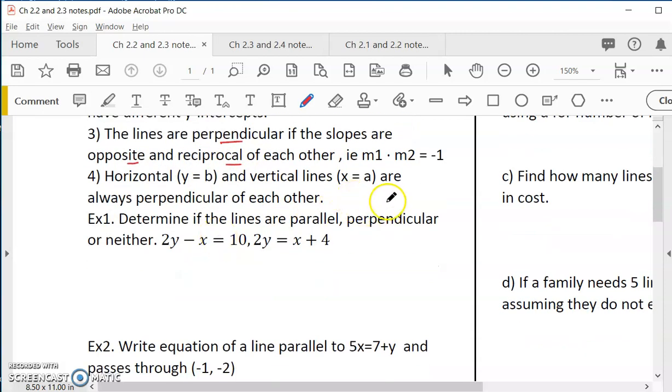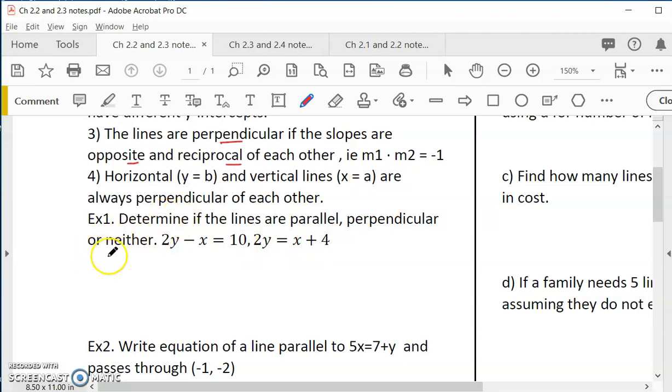And then if they're neither of them, then they're not. One special case would be vertical line and horizontal line are always perpendicular. So if you have y equal to something and x equal to something, you know they're always perpendicular. So let's look at this. I have two lines, 2y minus x equal to 10 and 2y equal to x plus 4. Are they parallel, perpendicular, or neither?